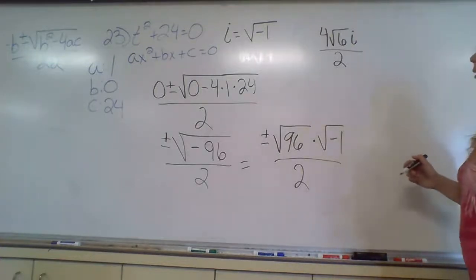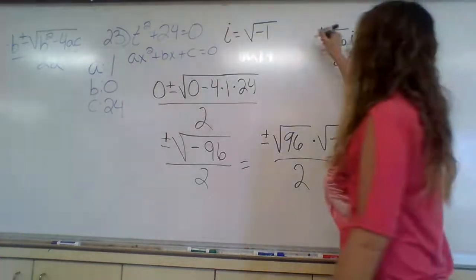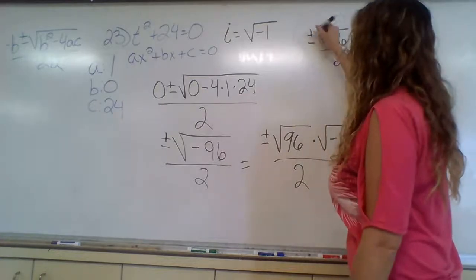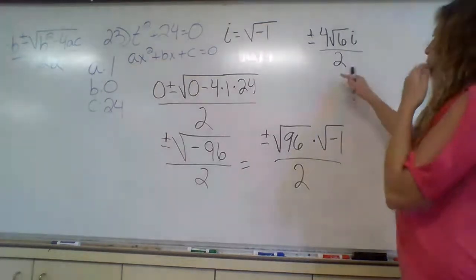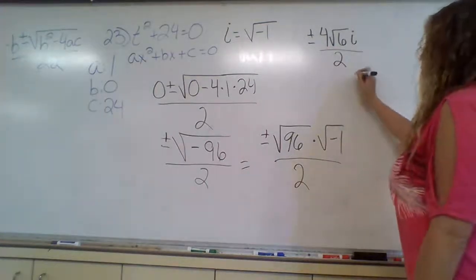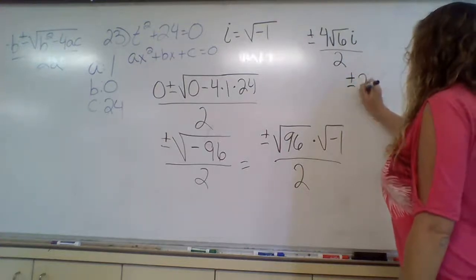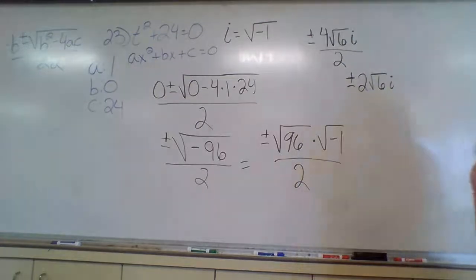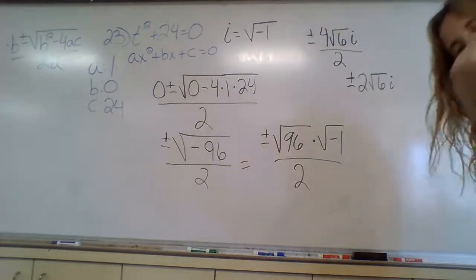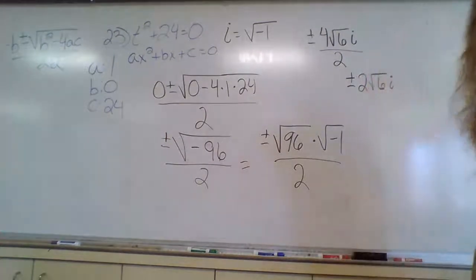Almost done. Oh, there's still a plus or minus. Plus or minus. Okay. Last step is to divide by 2. So just 4 divided by 2 is 2. So you get plus or minus 2 square root 6 i. And that's your answer. Woo! Let me make sure that's right in the book. Yes. So that's number 23.